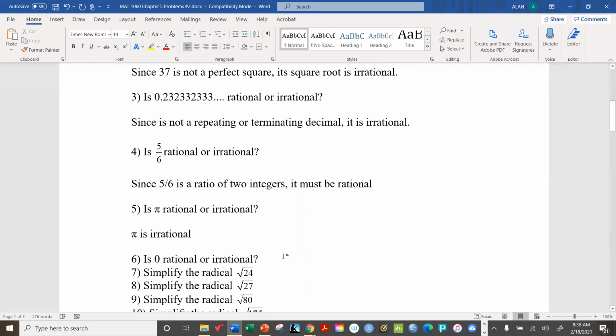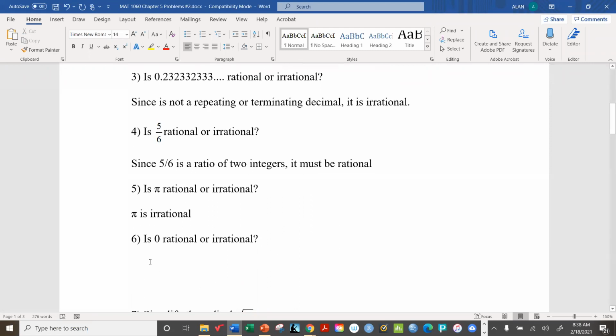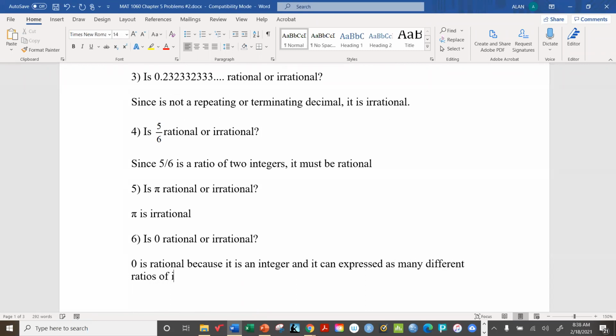Now 0, on the other hand, remember we mentioned this early on as a special case. 0 is rational because it is an integer and it can be expressed as many different ratios of integers, such as 0 over 1, 0 over 2, 0 over 3, etc. So it is considered to be rational. Okay.